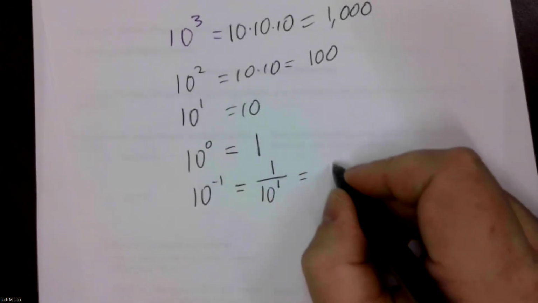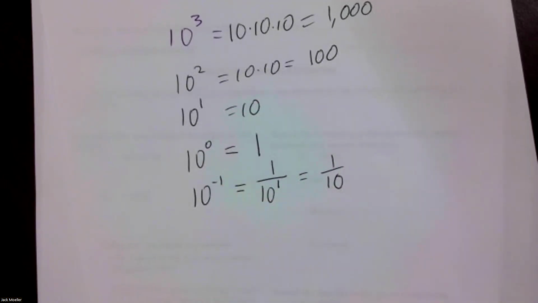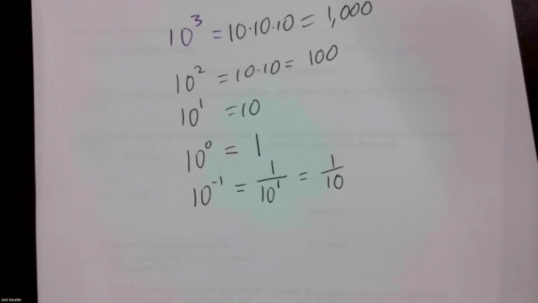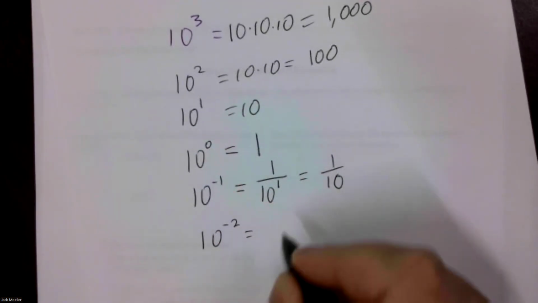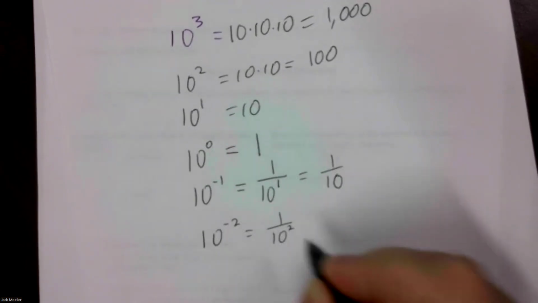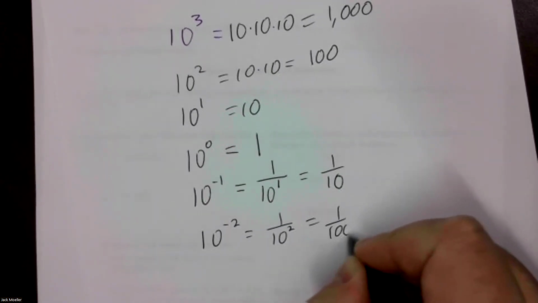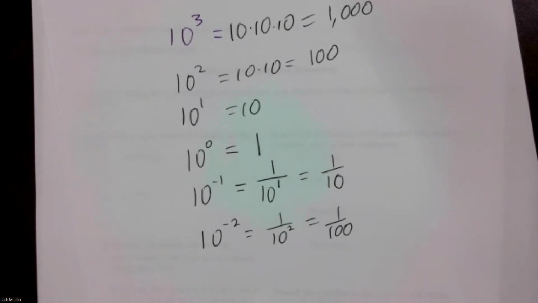Which we know 10 to the first is 10. Well, what's the name of that fraction? That is 1/10, the place value name for that first decimal place value to the right of the decimal. And if we were to continue, we have 10 to the negative 2. That means 1 over 10 to the positive 2, which is 1 over 100, which is hundredths by name. So that's where the decimal place values come from.